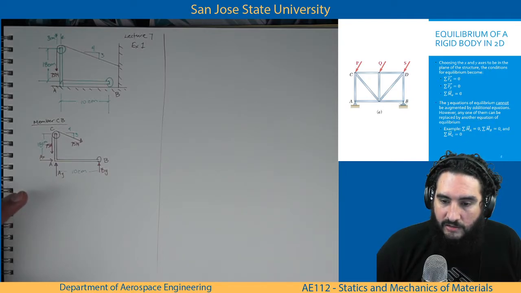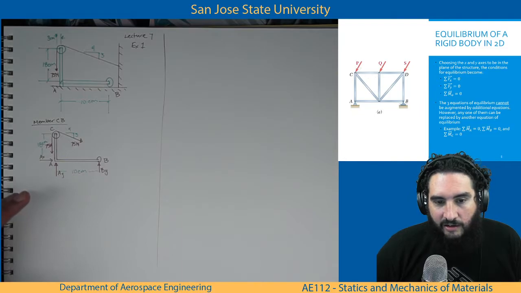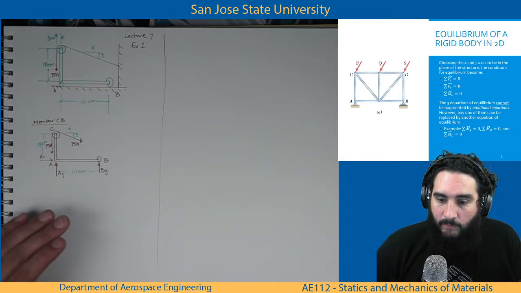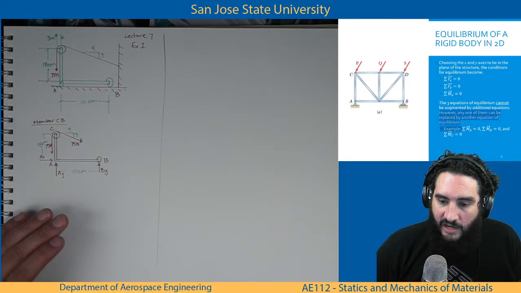Okay, you can't add additional equations. So the 3 equations of equilibrium cannot be augmented by additional equations. So if you think up a plan of P is equal to negative Q times the distance C between them, none of that stuff works. Don't do that. But you can replace them with another equation of equilibrium.